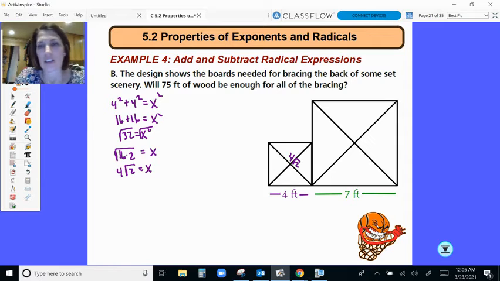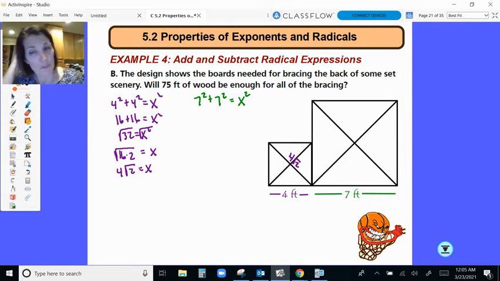Okay. This guy over here, same thing. We have 7 squared plus 7 squared. And I can use a special right triangle ratio on these guys. If you guys remember from geometry, since this is a square, this is 45, 45, 90, making this just 7 square root of 2. Okay, so I could go through all of this mess, or I could just use my special right triangle relationships.